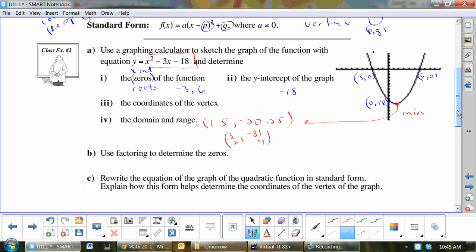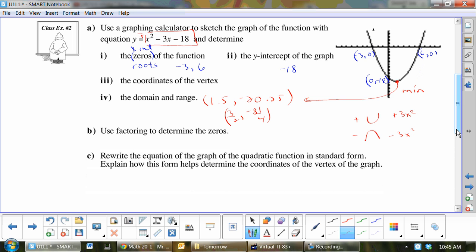Right. If this is a 1 here, because it's positive, remember, positive goes up, negative goes down. So this would be a negative 3x squared. This would be a positive 3x squared. Okay, use factoring to find the zeros.